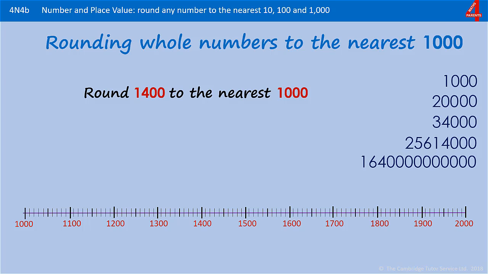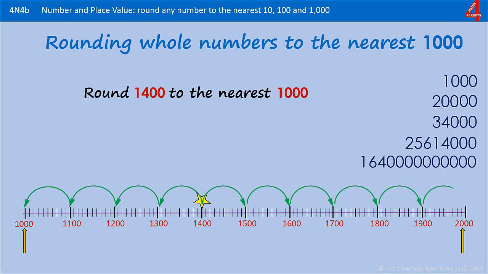Rounding 1,400 to the nearest thousand. We've located 1,400 on the number line, and if you look at the multiples of 1,000 either side of 1,400, you can see you have 1,000 and 2,000. You can also see that 1,400 is only 4 jumps away from 1,000, whereas it's 6 jumps away from 2,000. We round it to the nearest thousand, and that's 1,000.